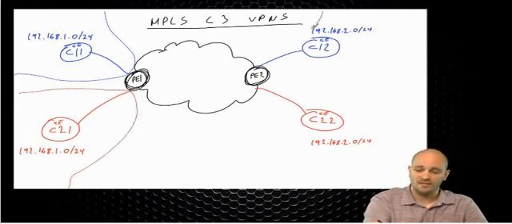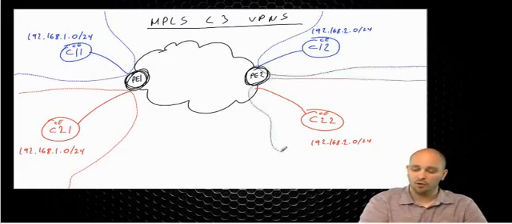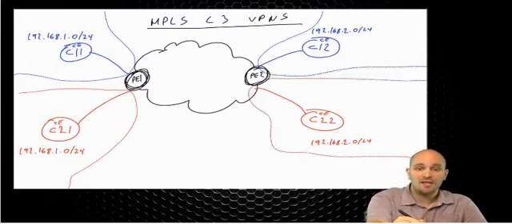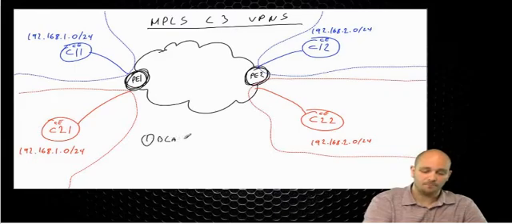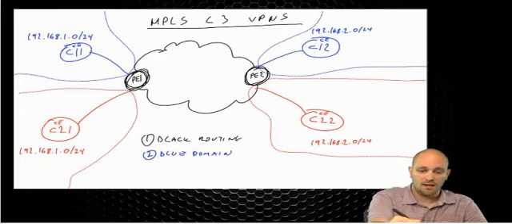Also, on this side here, we need this blue routing domain and this red routing domain to be separated from each other. Now, this creates three routing domains. I'm going to have the black routing domain, I'm going to have the blue domain, and I'm going to have the red domain.